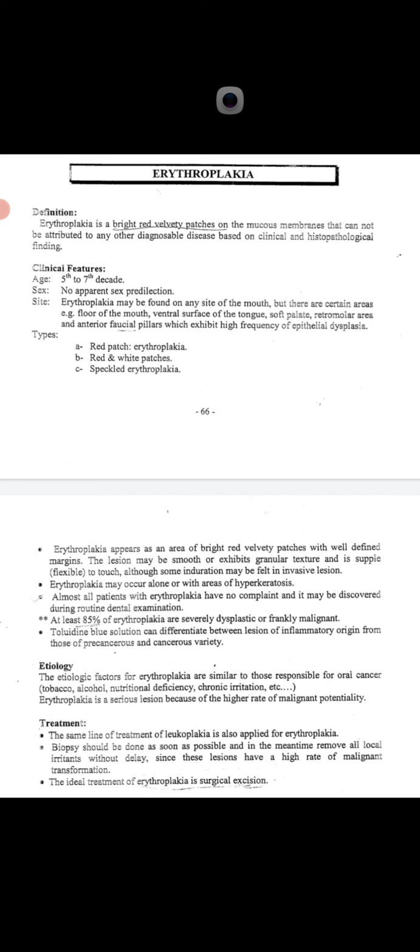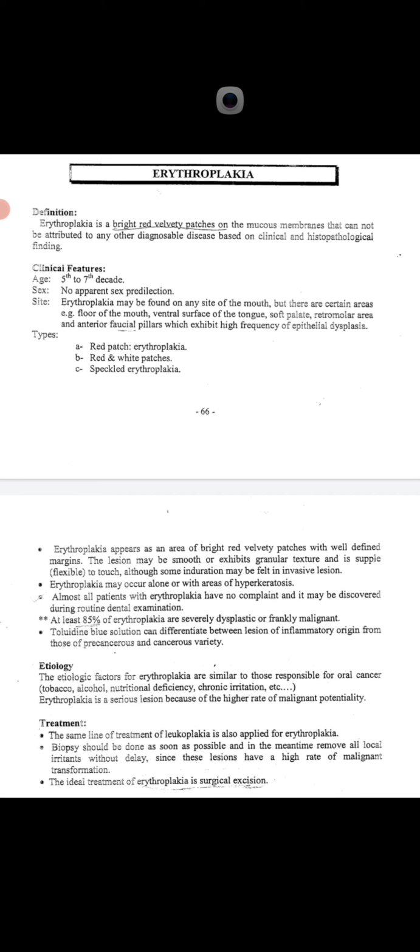Now come to the etiology. The etiologic factors for erythroplakia are similar to those responsible for oral cancer: tobacco, alcohol, nutritional deficiency, and chronic irritation. Erythroplakia is a serious lesion because of its high malignant potential. Among precancerous lesions, the one with the most malignant potential is erythroplakia, then there is speckled leukoplakia, which is a combination of leuko and erythroplakia.